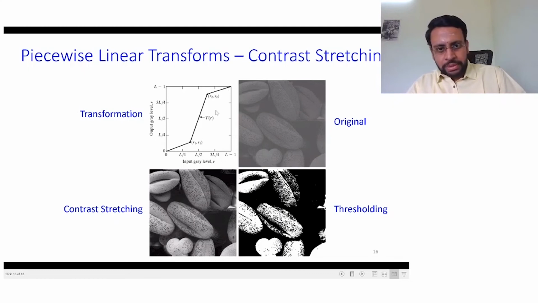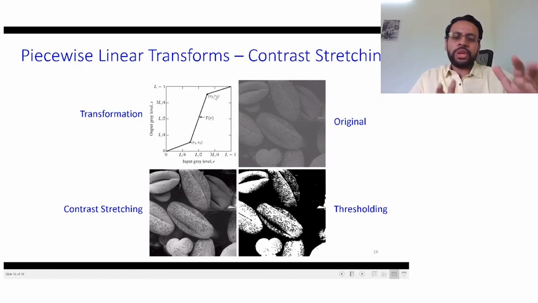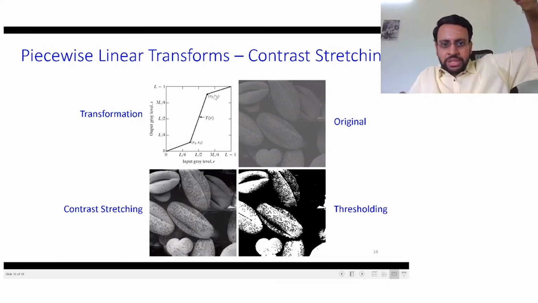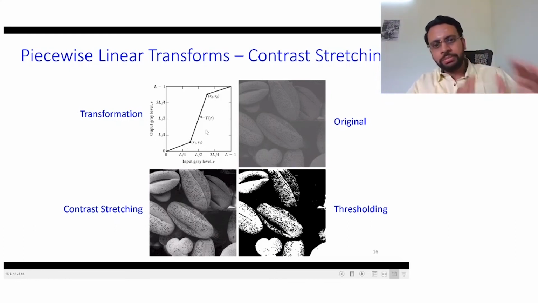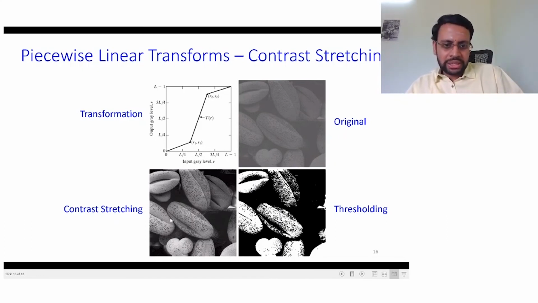Say for example, your object of interest might be in this range of R1 to R2, where you want to have the maximum contrast. So you are mapping here R1 and R2, stretching it to the maximum by making use of this piecewise linear transform, and that is when you would be getting this result.